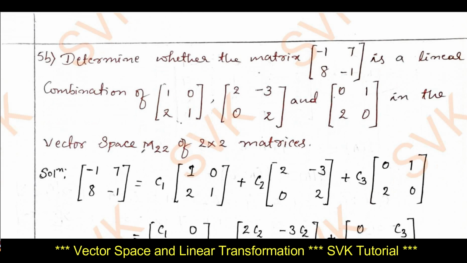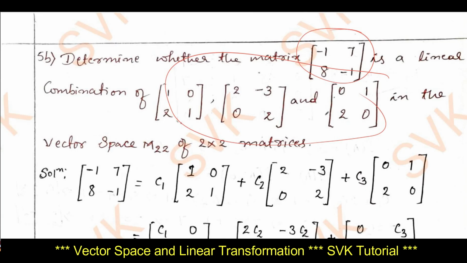Okay. So consider the given matrix, which can be expressed as a sum of linear combinations of these matrices. So I need to express this. Whatever the given matrix I have considered on the left hand side will be equal to C1 times this matrix plus C2 times this matrix plus C3 times this matrix.